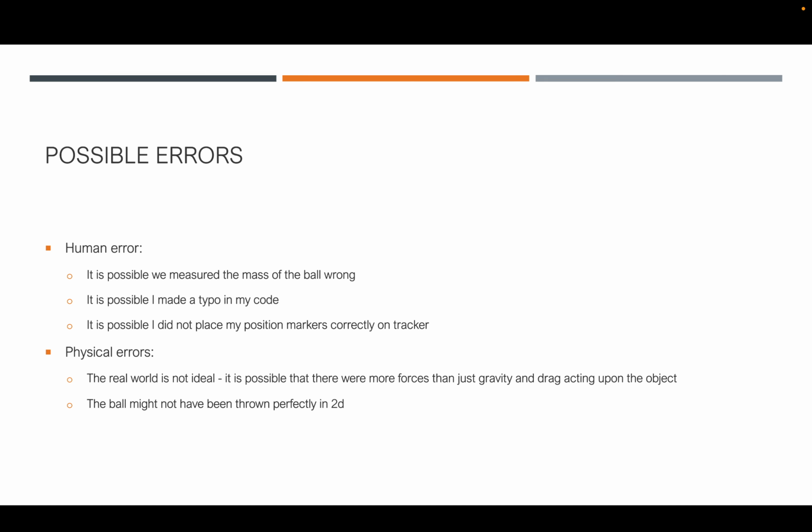So here are some possible errors. There are a few human errors that could have occurred. It is possible that we measured the mass of the ball wrong, so then the computational models would be off. It is possible that I made a typo in my code somewhere and I didn't catch it. It is also possible that I used tracker incorrectly and did not place my markers in the correct position. It is also possible that there were other forces acting upon the object, such as maybe someone had a fan on and it was blowing air, and also the ball might not have been thrown perfectly in 2D.